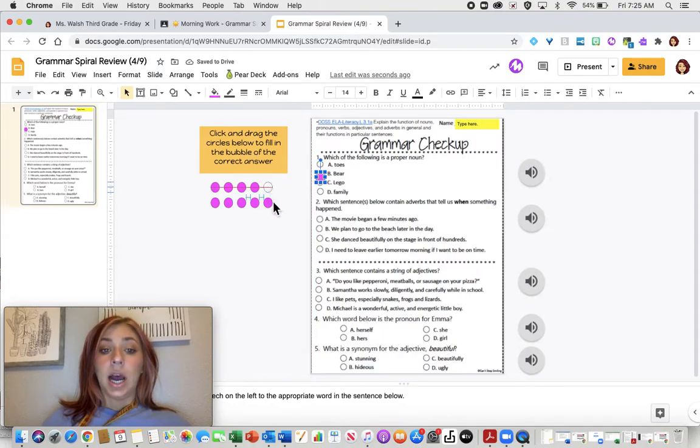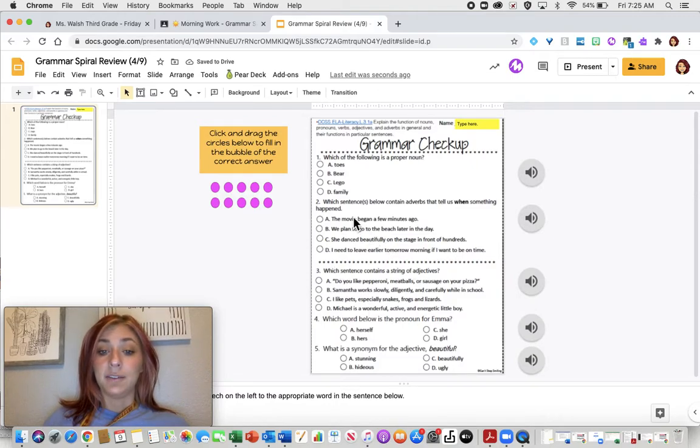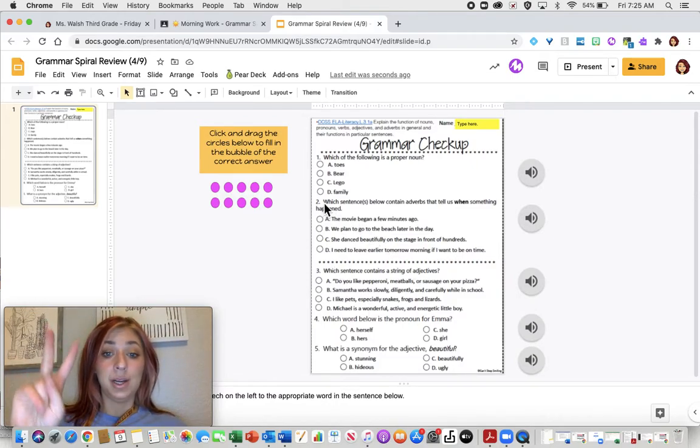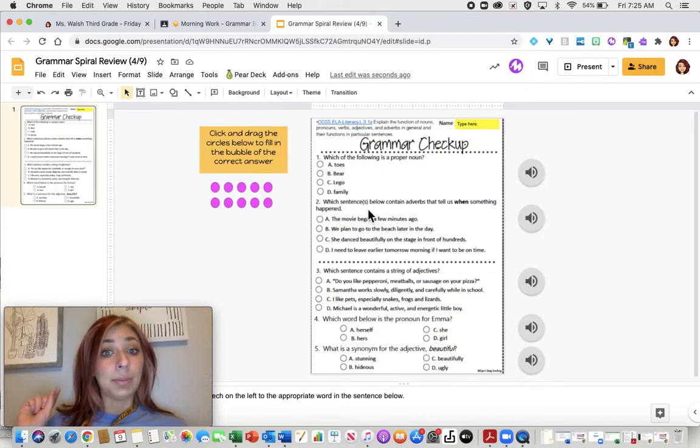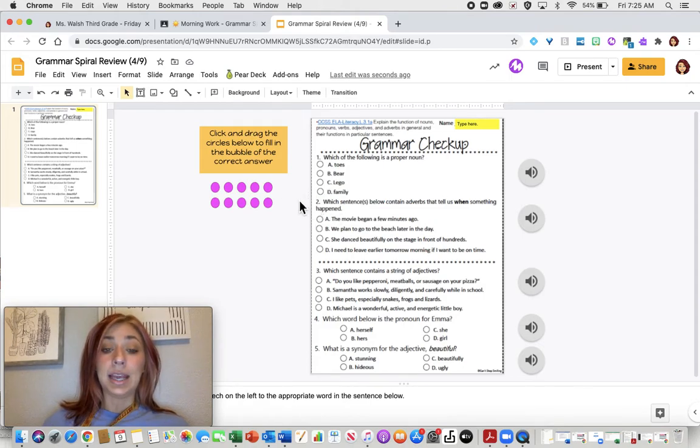All right. I know that there are 5 questions and 10 dots. Please keep in mind for question number 2, it's asking which sentence or sentences, so you might be selecting more than one. Keep that in mind for number 2. Again, you're probably going to be selecting more than one, so you're going to need more dots for this one.